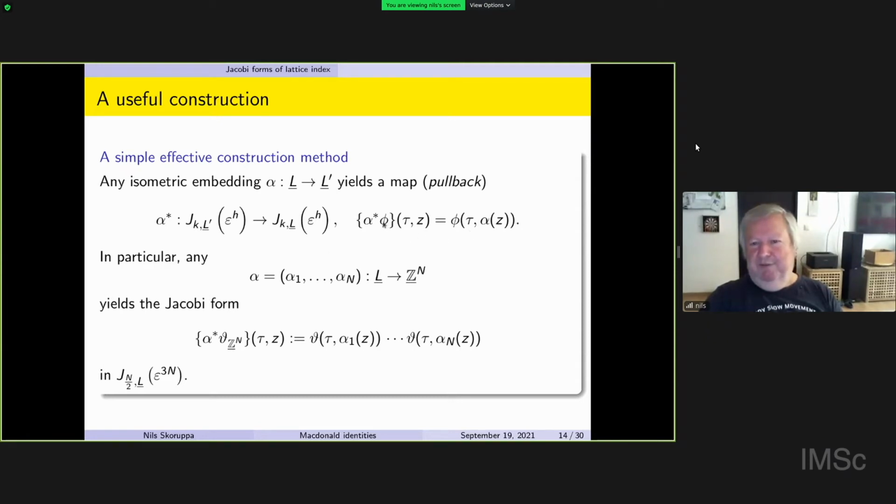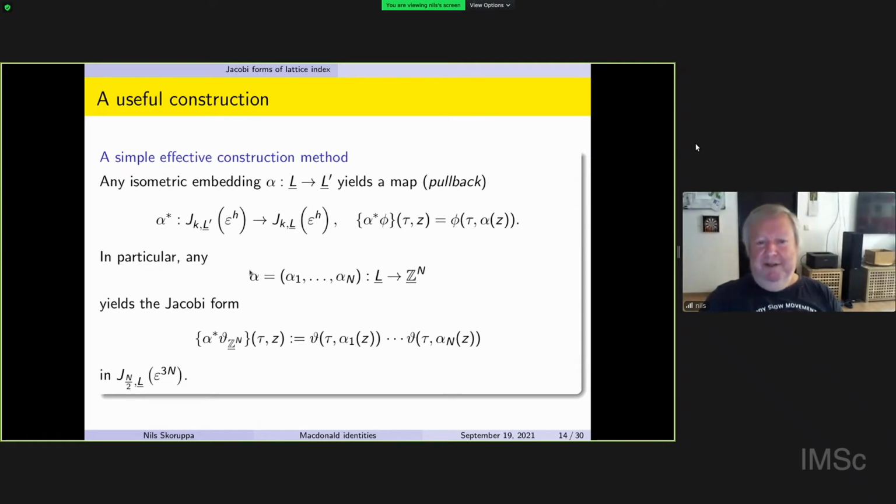You take a Jacobi form phi for the lattice index L prime, and then you apply this alpha star by just taking phi(tau, alpha z), right? And that becomes a Jacobi form then, as one checks quite easily, for the lattice L. So that gives a map from Jacobi forms of L prime to L. So a contravariant thing that we have here.